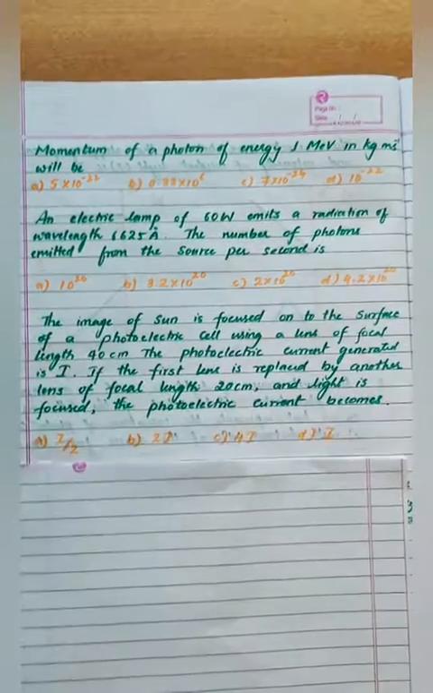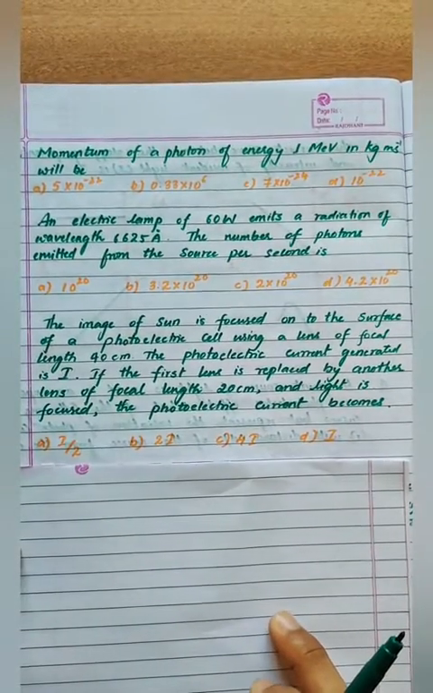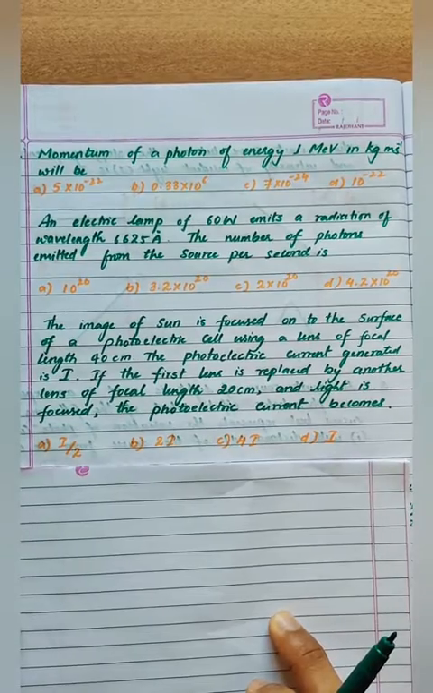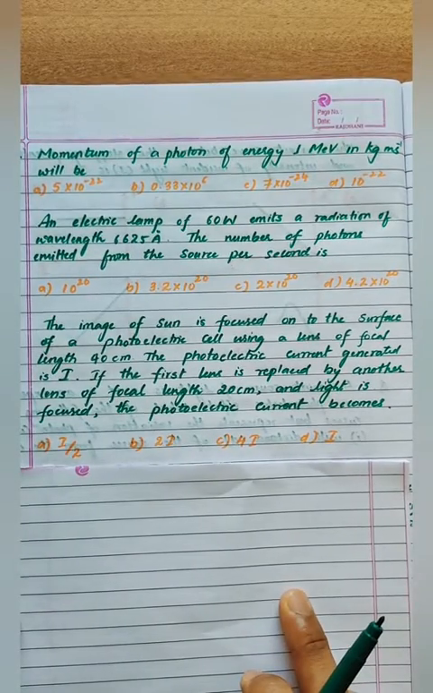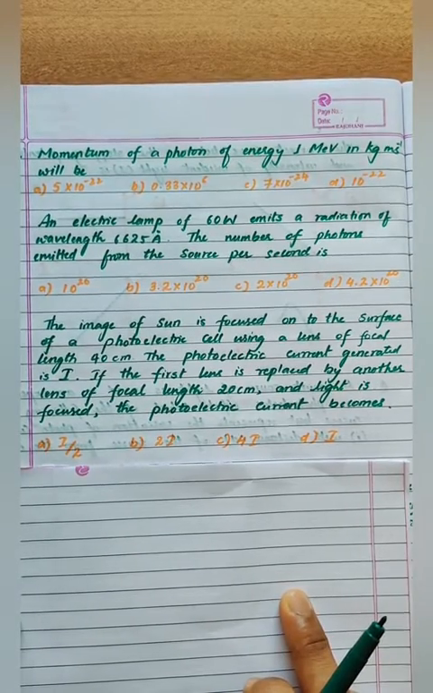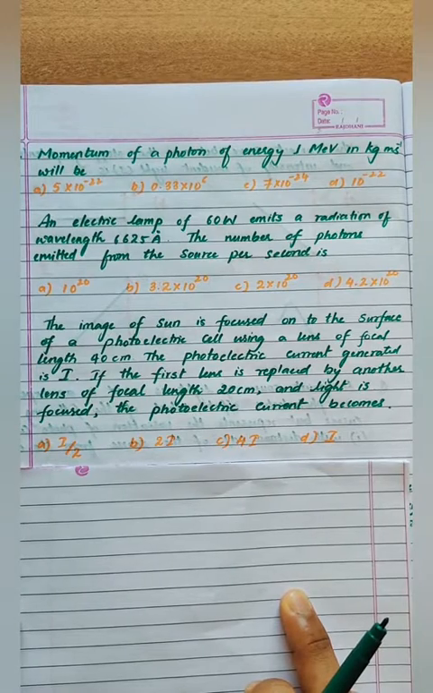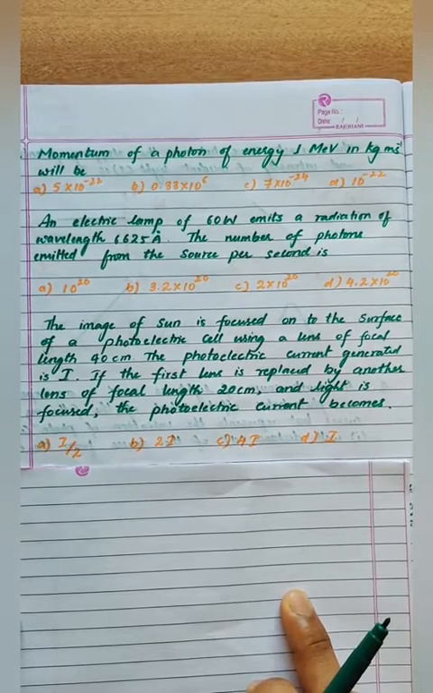Fine. So we have the next question like this: the image of the sun is focused onto the surface of a photoelectric cell using a lens of focal length 40 centimeter. The photoelectric current generated is I. If the first lens is replaced by another lens of focal length 20 centimeter and light is focused, the photoelectric current becomes? So it means initially they have given some intensity for some distance, and if the distance is changed and it is replaced by another lens, then what will be the new intensity?